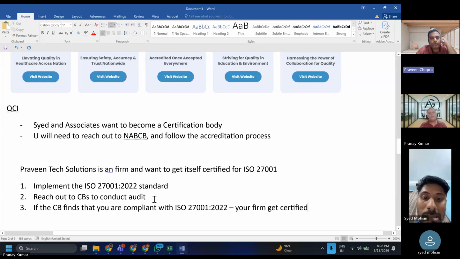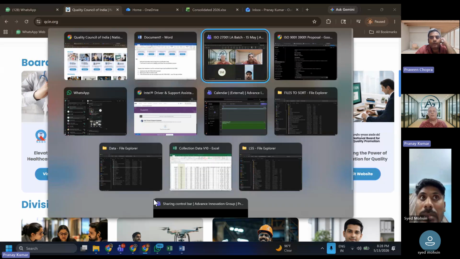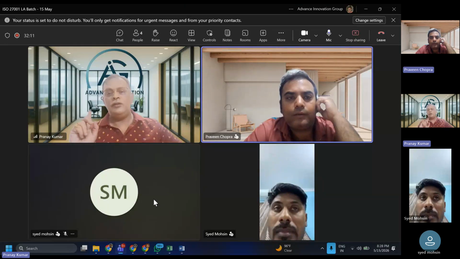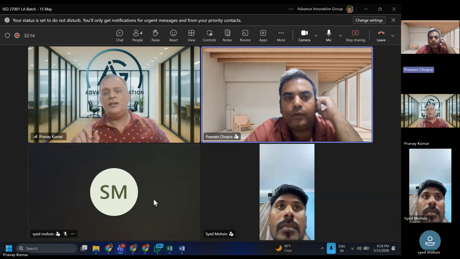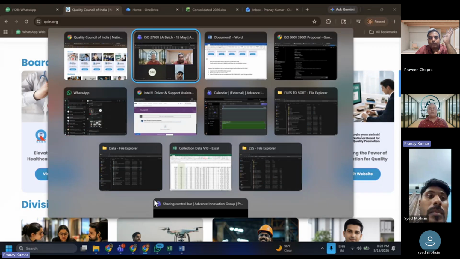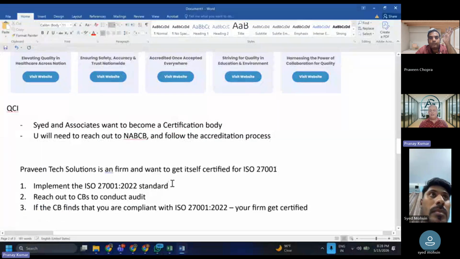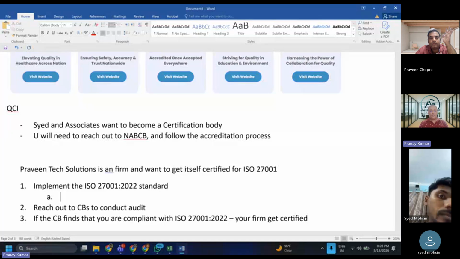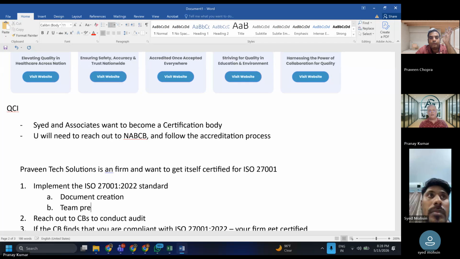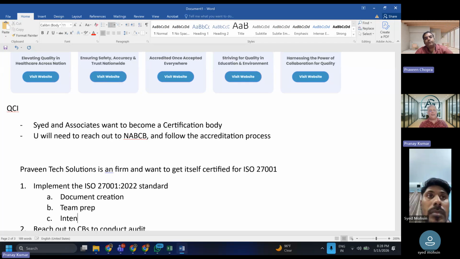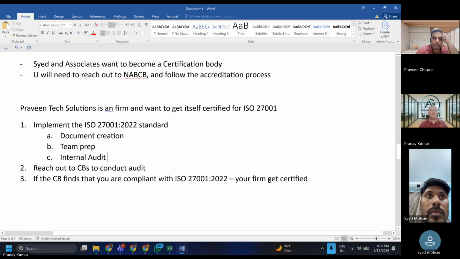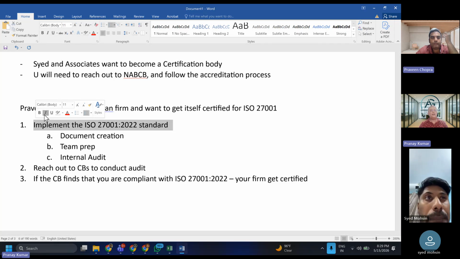As you are also doing audits, are you acting as a consultant or as a CB? We conduct internal audits. We don't conduct external audits. Right. So when Praveen Associates were preparing, this preparation means document creation and team preparation, which you will take care of as a consultant. The ABC will be taken care of internally. Correct. So for implementation, the organization may choose to hire a consulting company.